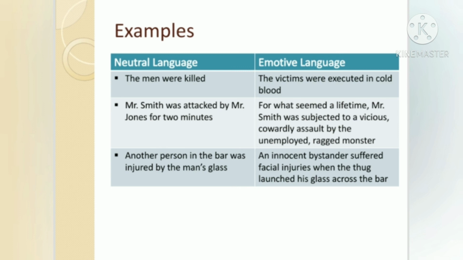The next one. Another person in the bar was injured by the man's glass, just presenting the idea very plainly in a casual way. And the emotive language of the very same sentence, an innocent bystander suffered facial injuries when the thug launched his glass across the bar. So these are the examples of neutral language and emotive language.